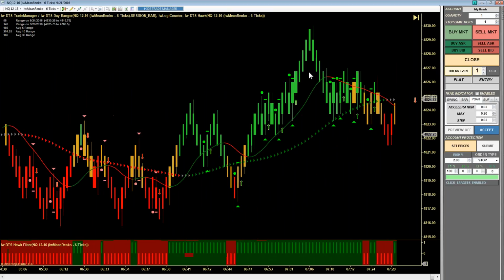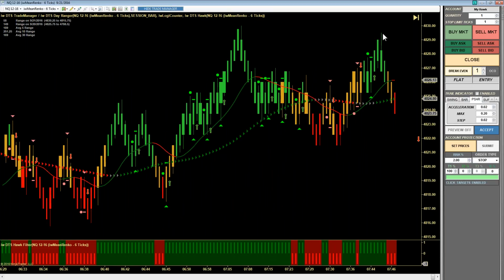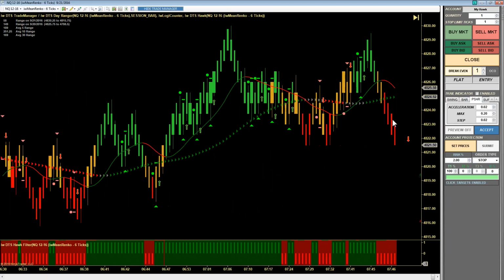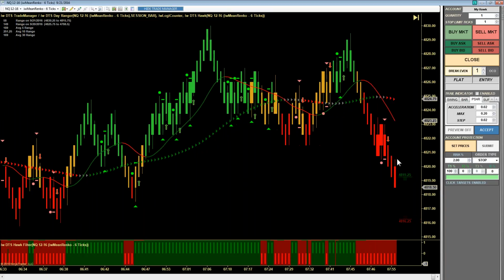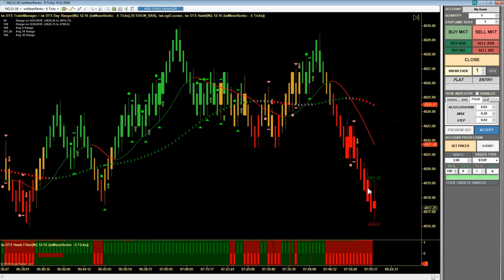Market goes up, it comes down, goes up. Oh, it fails to go higher. Well, we're probably going to see a poke lower. Here's a sell signal lower. And there's a chance for the market to move a little lower.